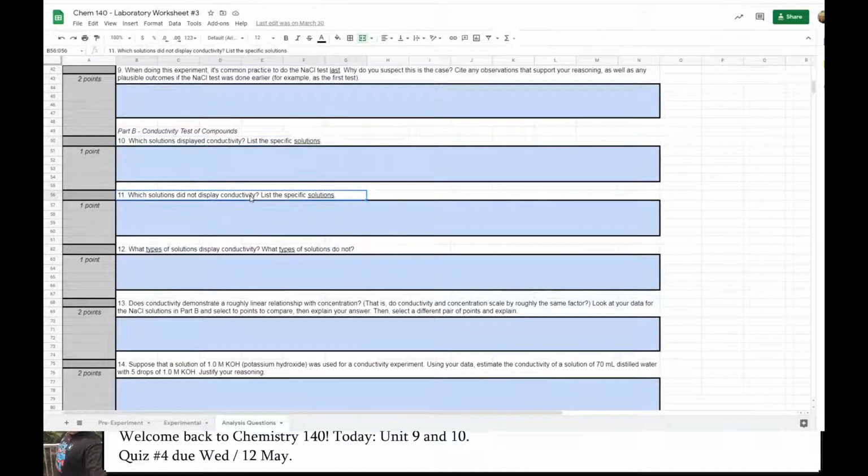Down here, these are issues that get a bunch of people, so make sure you are answering the question. When I ask you which solutions are conductive, list the specific solutions. Make sure you are putting the solutions in there and not just saying, oh, it's the ones with X. I want you to be more specific, so be specific.